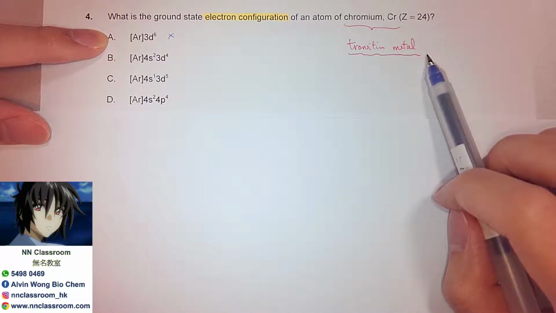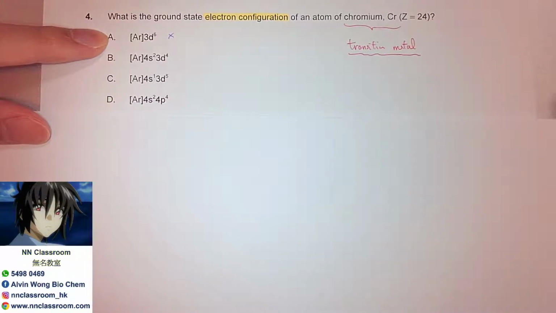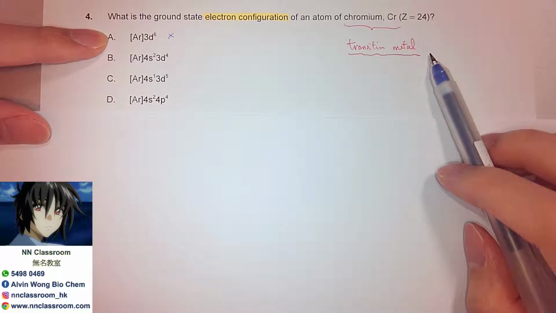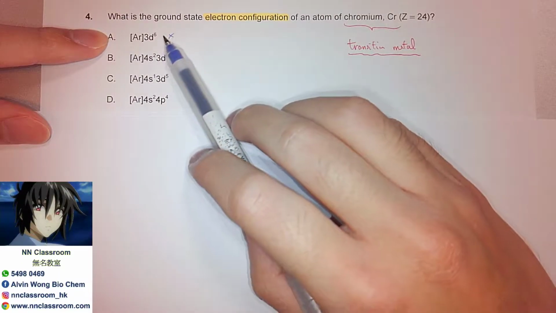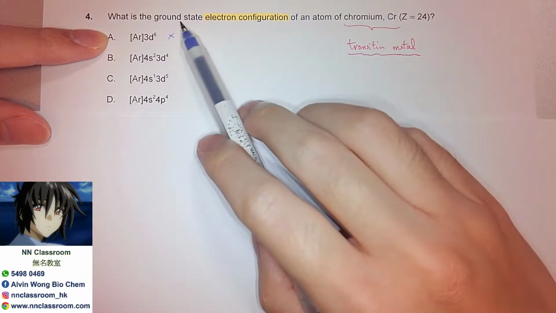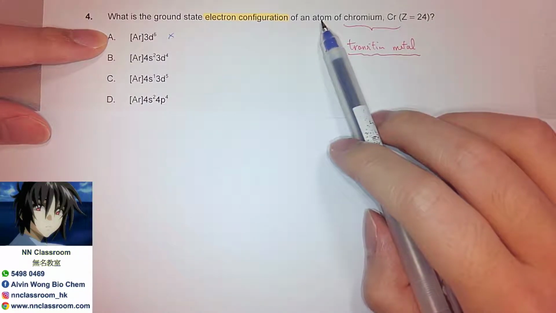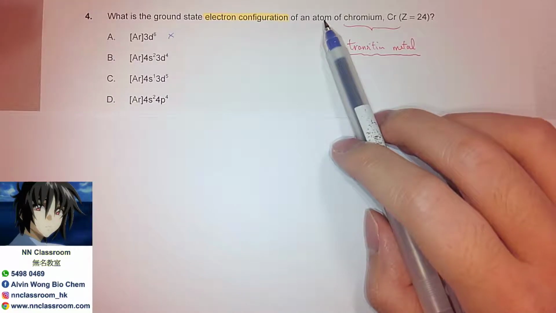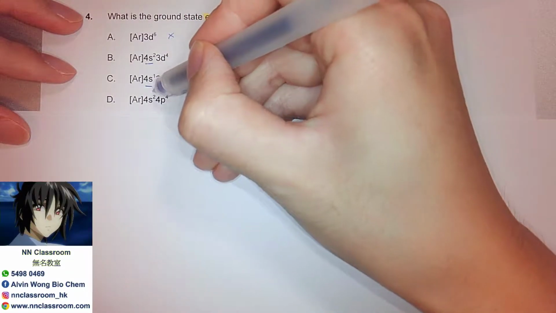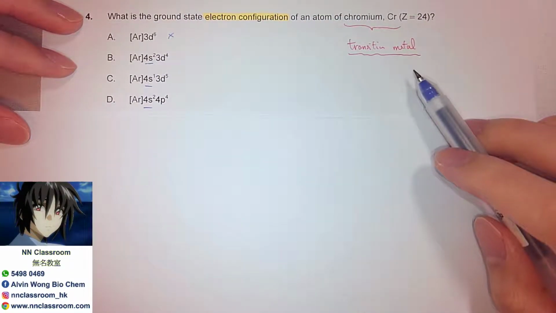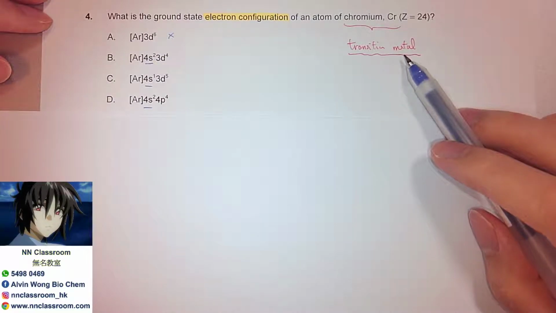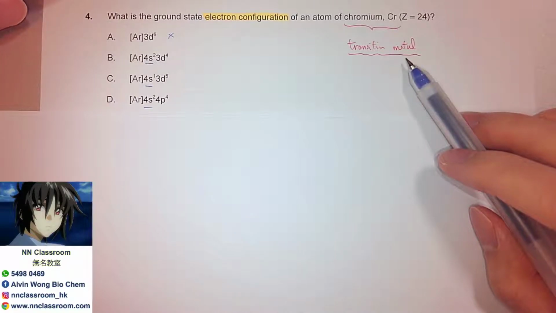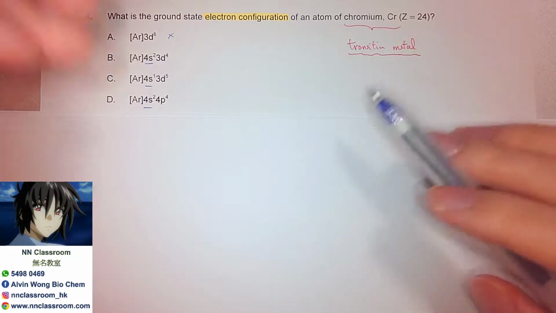Another technique that was also mentioned in a previous example is that all transition metal ions have a feature: no s electrons in the outermost shell. So if they're asking just the atomic state, not the ion state, that means there must be at least 1 or 2 s electrons, right? And also the second feature of a transition metal is that it is filling the final subshell, the previous D subshell.